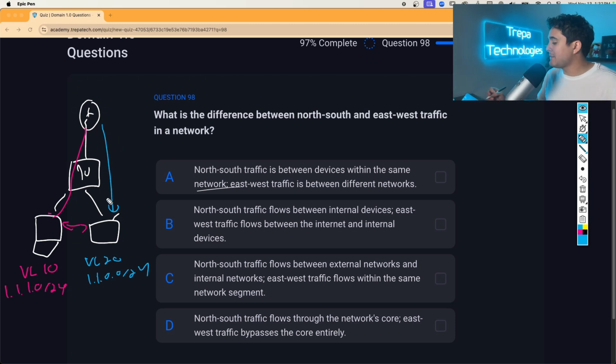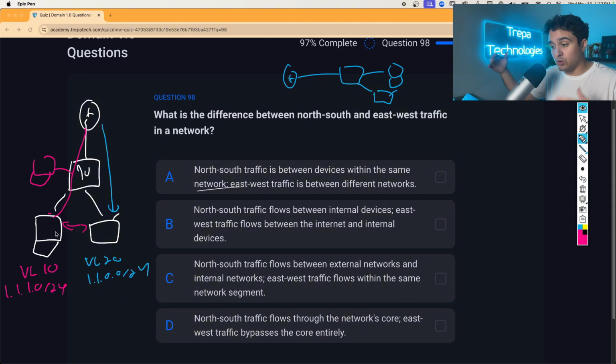Now, obviously, we can make a network diagram that's laid out like this, and you're like, that's not north to south, but we get that. Conceptually, that's what's happening. It's going up to a routing device, an external network. So that's north to south. But we could also have another PC over here that's in VLAN 10, within the same network, still north to south, going up to a switch and then back down. Whereas east to west, it's always within the same network segment.